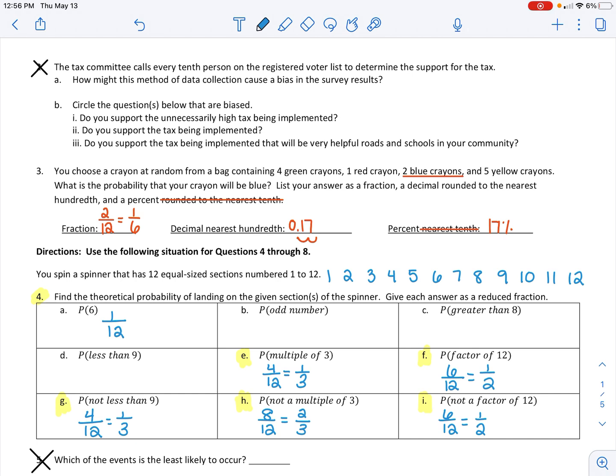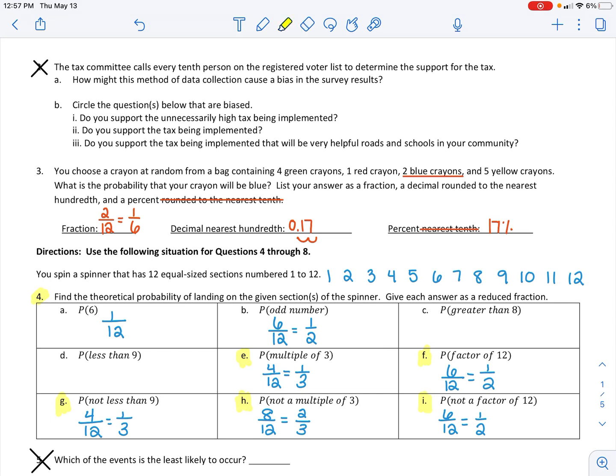Now, if I would like an odd number for part B, so the probability of getting an odd number, I'm going to look for all of my odd numbers, and I'm highlighting those now. So my odd numbers, there are 6 of those. So we have 6 out of the total amount of 12, which does reduce to 1/2.